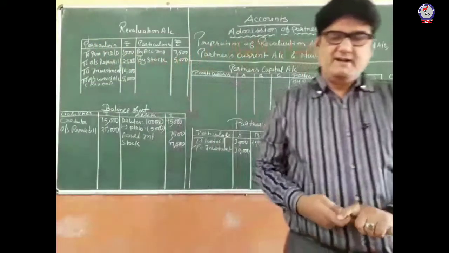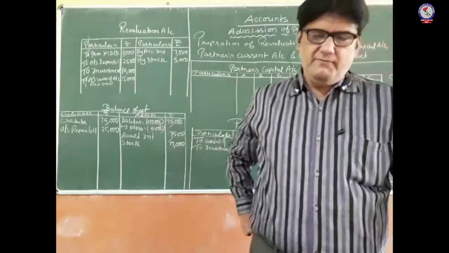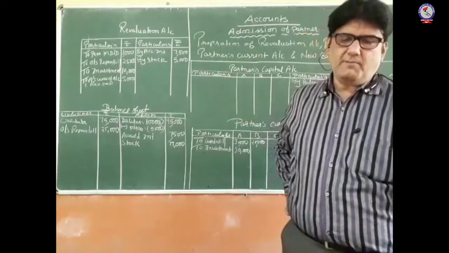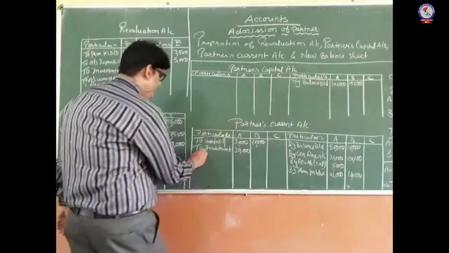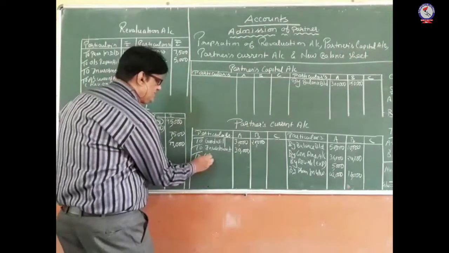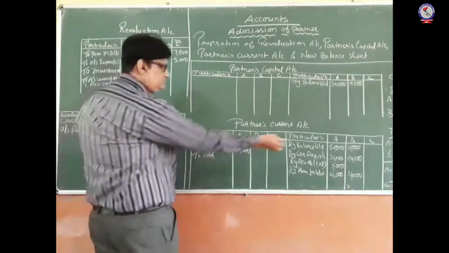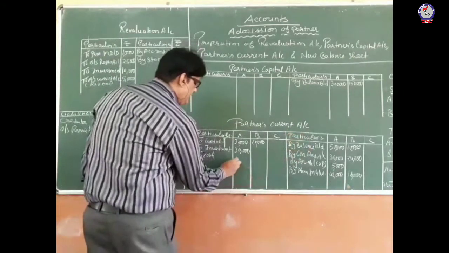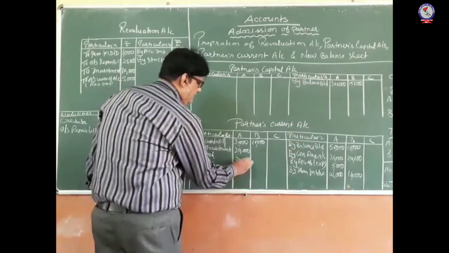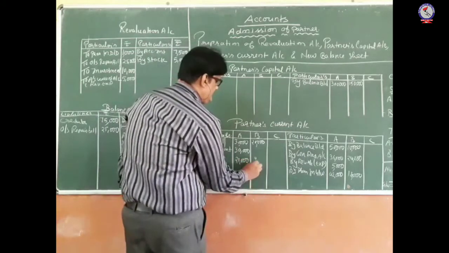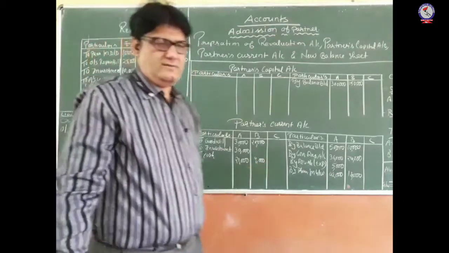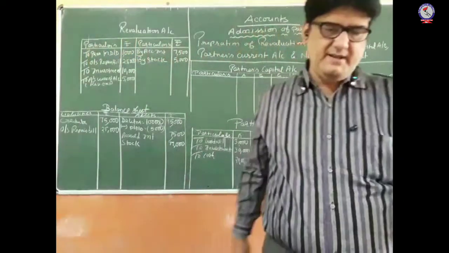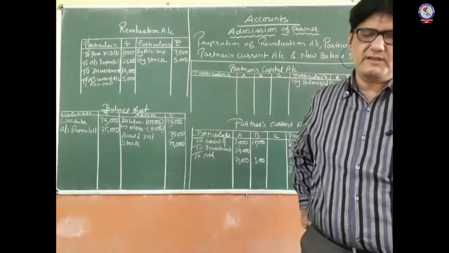Now what they have said is that this premium for goodwill is withdrawn, half of the amount, by A and B. They will take half of this amount and go. So cash, half of 42 is 21 and half of 18 is 9. So this is all. We have completed all the adjustments here.